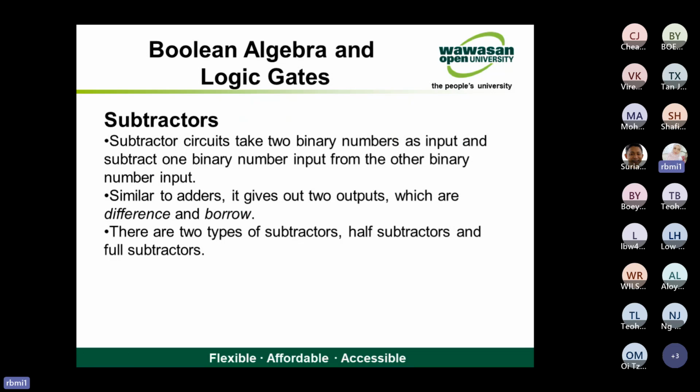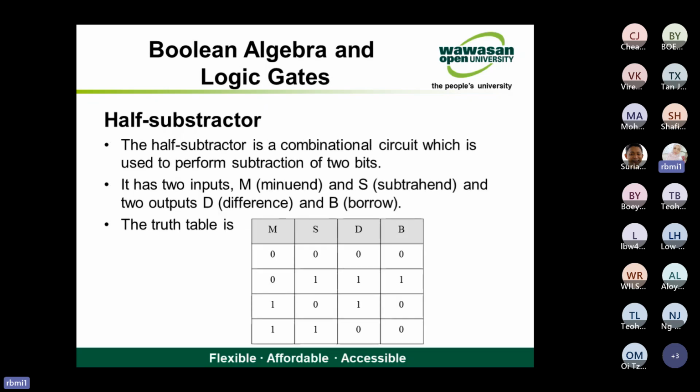Next we have the subtractor. A subtractor circuit takes only two binary numbers as input and subtracts one binary number input from the other. Similarly, it gives two outputs, which we call the difference and borrow. We have two types, half subtractor and full subtractor. The first is the half subtractor.